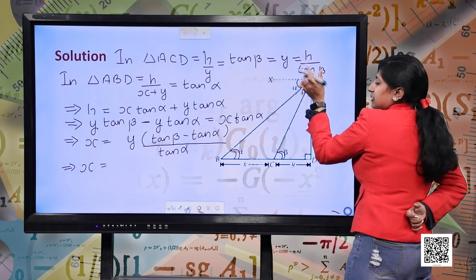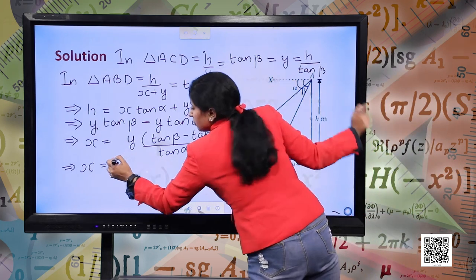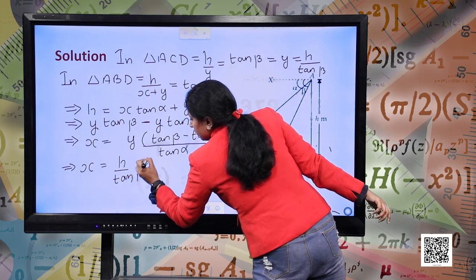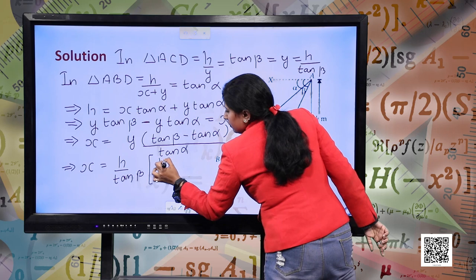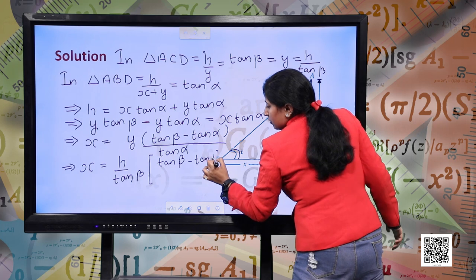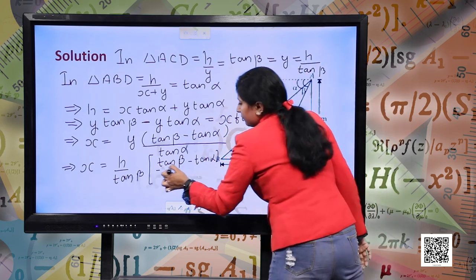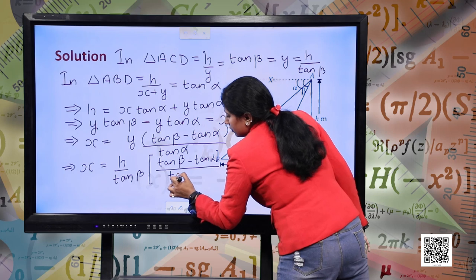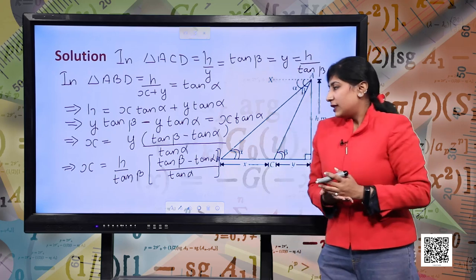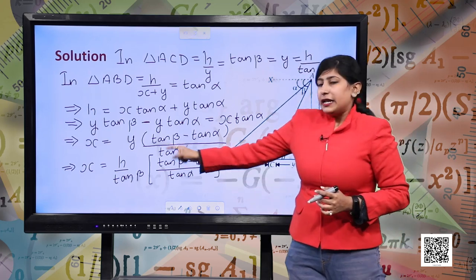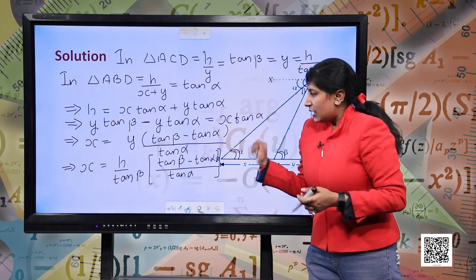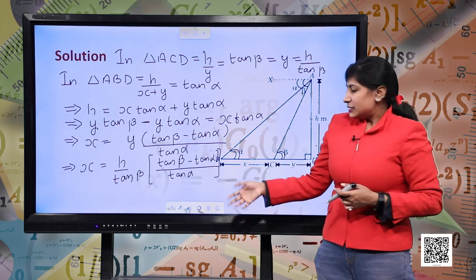Okay, so you use this and put it here. H upon tan beta, and here we have tan beta minus tan alpha, and in denominator we have tan alpha. Now if you look at this, the value of X, you see that we have only alpha, beta and h in the answer, and alpha, beta and h were given in the question. So this is the final answer. So I hope you understood this.